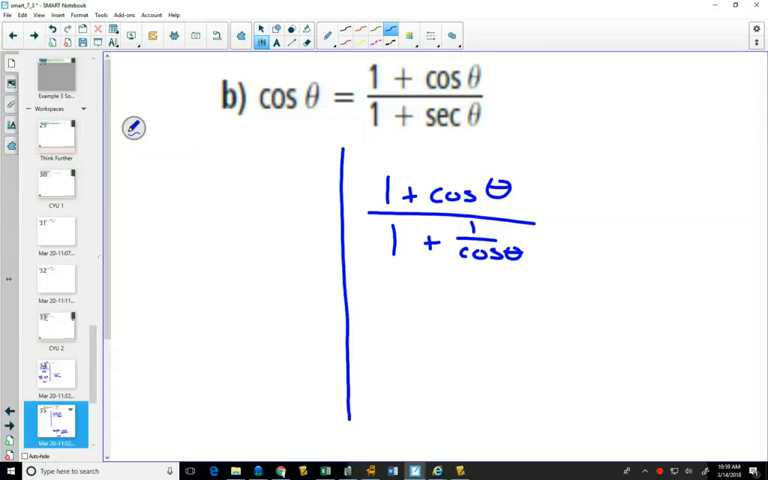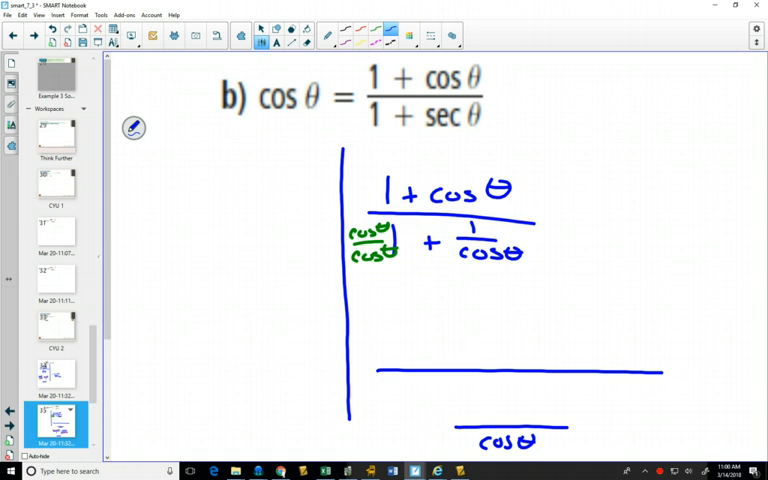And when you have fractions inside of a fraction, what we're going to want to do is create one fraction in our numerator, one fraction in our denominator. Right now, I don't have one fraction in my denominator. Draw a big long line here. But I could get one fraction in my denominator by adding fractions, which means getting a common denominator. And once I get a common denominator of cos, I could add the tops, which will leave me with cos theta plus 1.